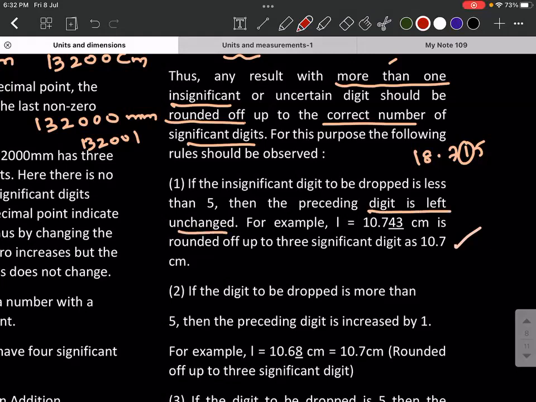That is why I didn't disturb 18.7 at all. I left it as it is. The number to be dropped is 1. Since 1 is less than 5, what is the preceding number of 1? 7. So I left 7 as it is and reported the answer as 18.7 ohm. Is that point clear? Please make a note of this.